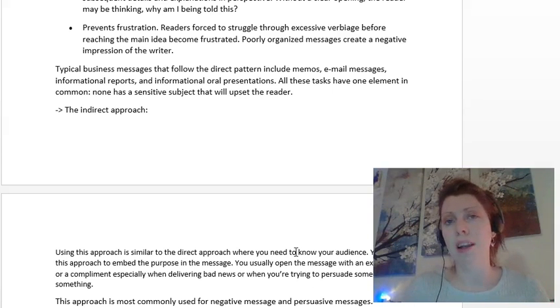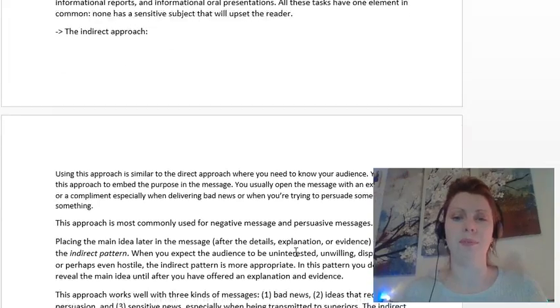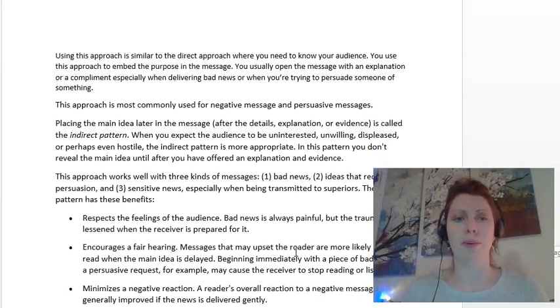And all of these have one element in common, that none has a sensitive subject that will upset the reader. So this approach is most appropriate, again, when the message will be received positively. Now let's look at the indirect approach.